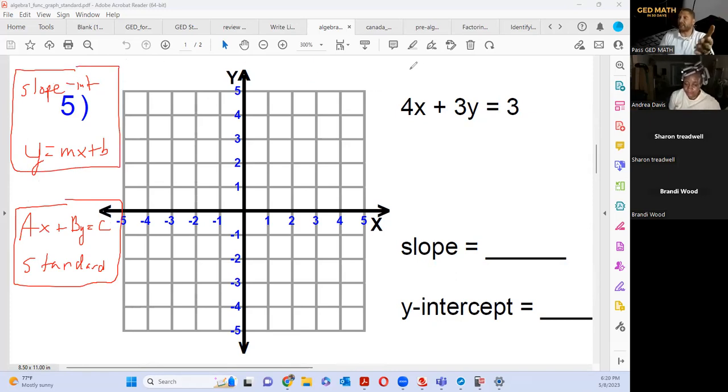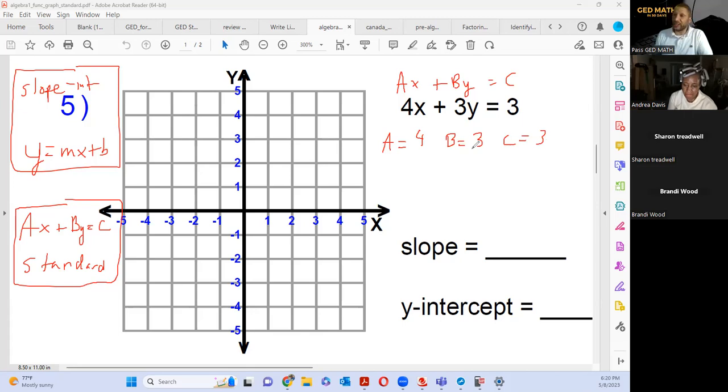Now, in this case, this is standard form: ax + by = c. It looks exactly like it. So my a is what? 4. My b is what? 3. My c is what? It's 3.